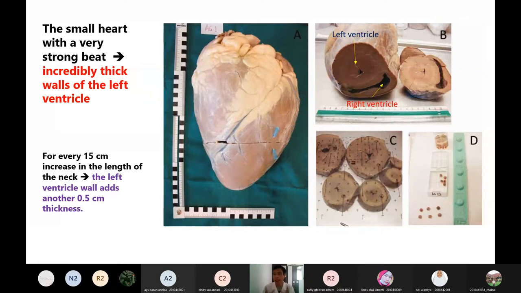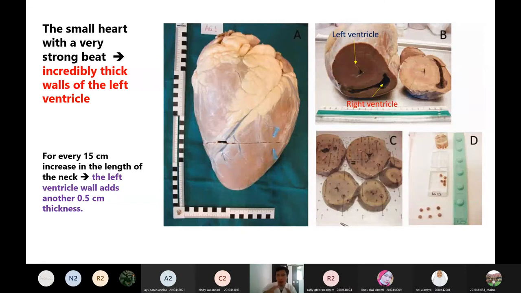So this is the key adaptation, how to design a pump that works properly without enlarging the size of the heart, only by thickening the walls of the heart itself. The scientists found that for every 15 centimeters increase in the length of the neck, so we know that giraffes also grow.